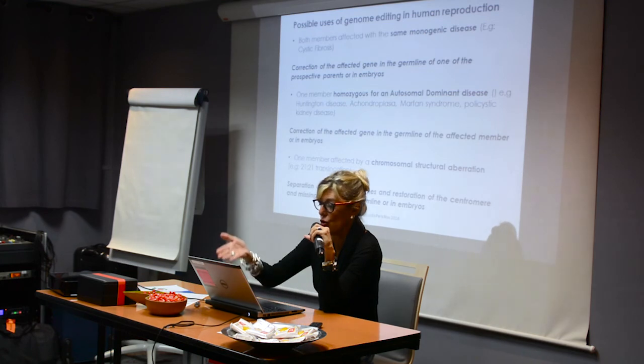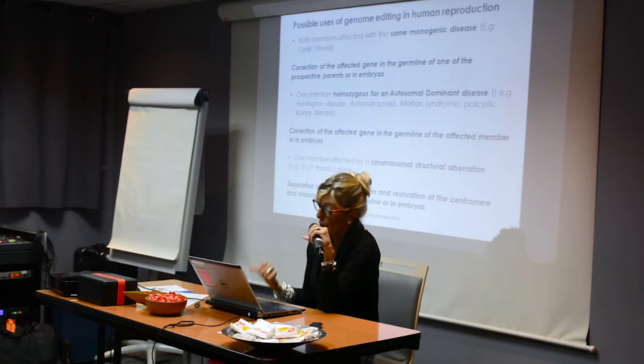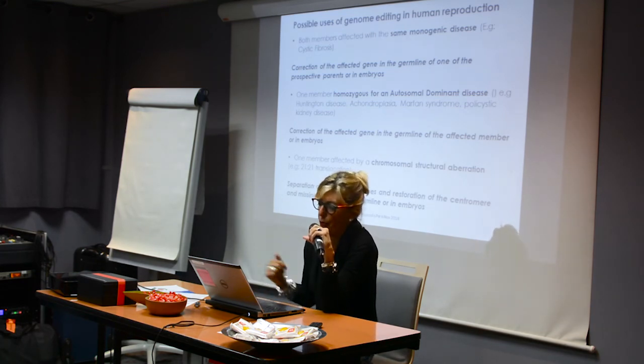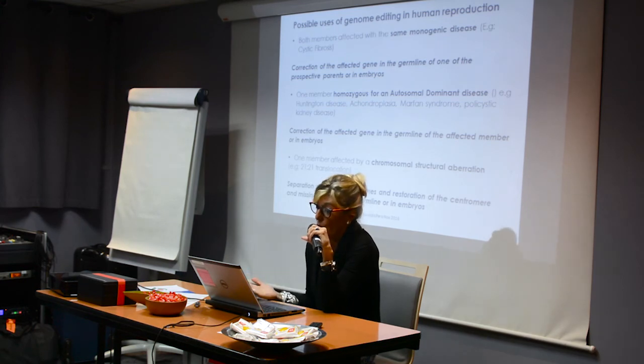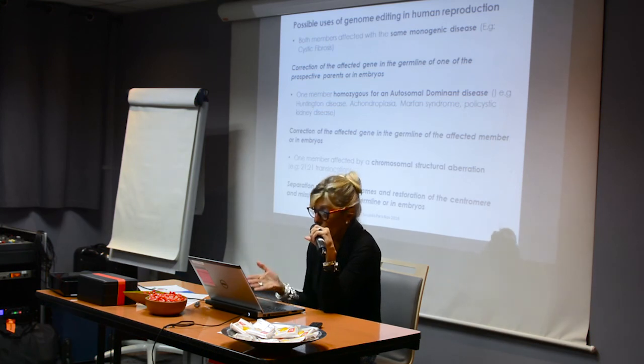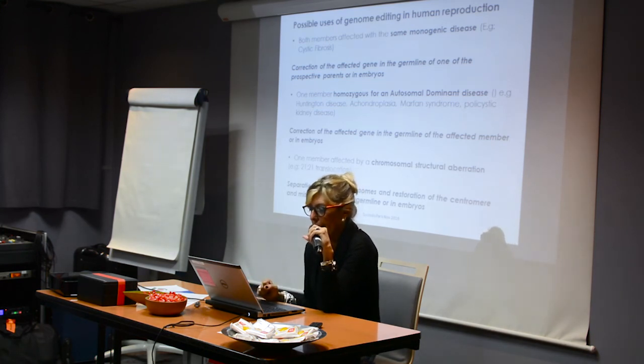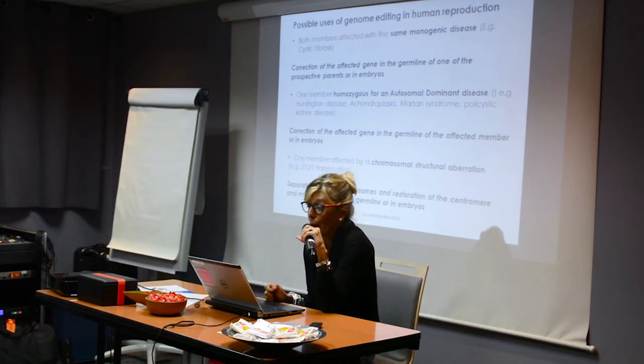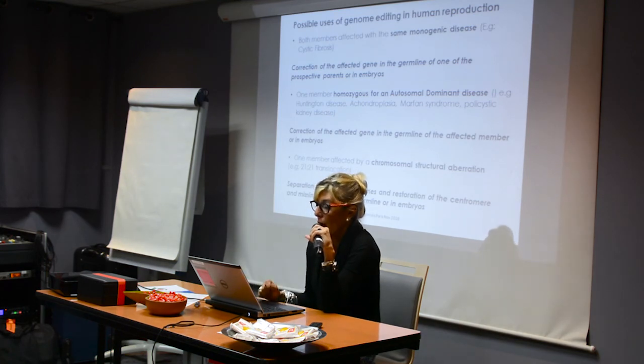But in other cases, such as the ones that are listed here, the patients, the parents, both affected by the same monogenic disease, for example cystic fibrosis, one member of the couple being homozygous for an autosomal dominant disease, for example, or one member of the couple affected by a chromosomal structural aberration. In those cases, genome editing could be an indication. And you see what needs to be done in the three cases to try to correct the affected gene in the germline of one of the parents or in the embryos that the two parents produce.